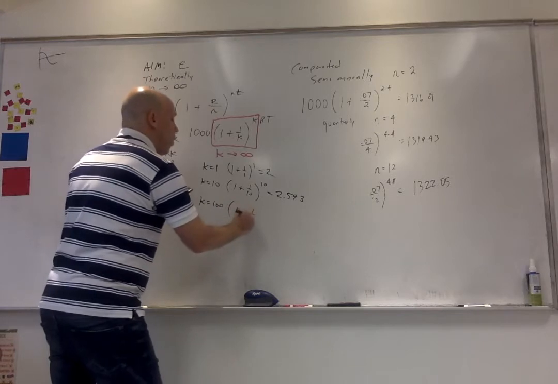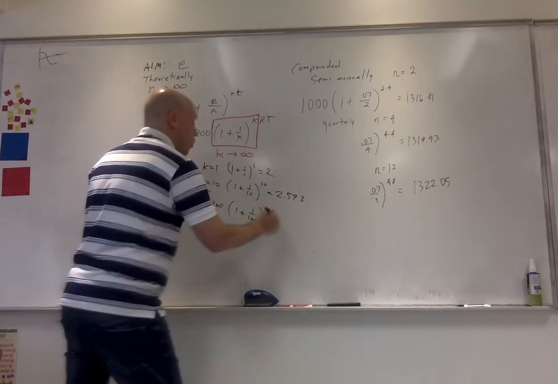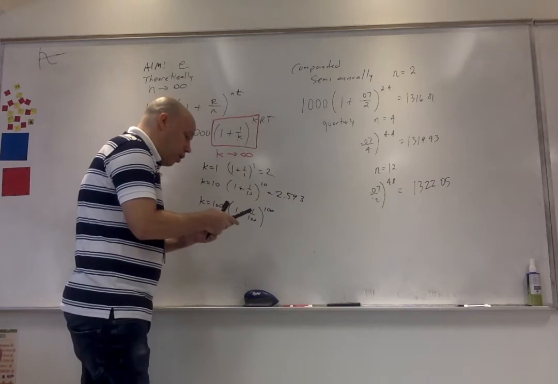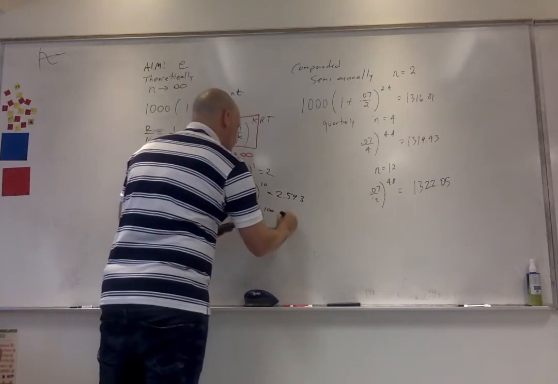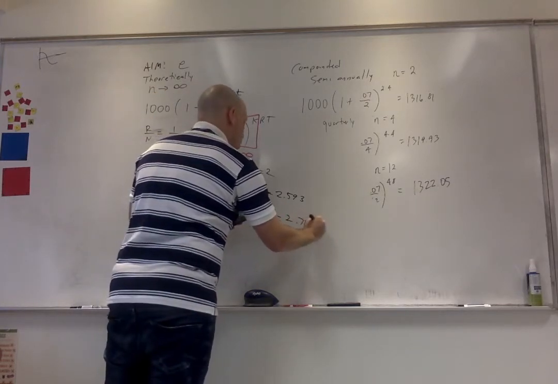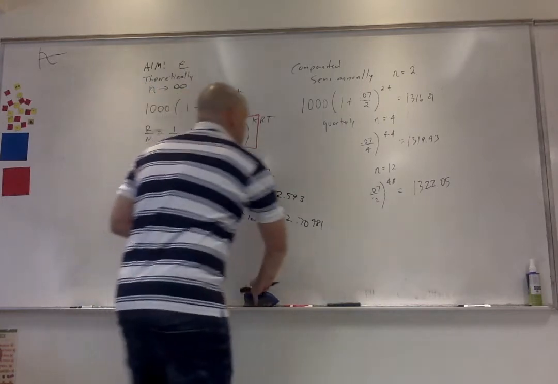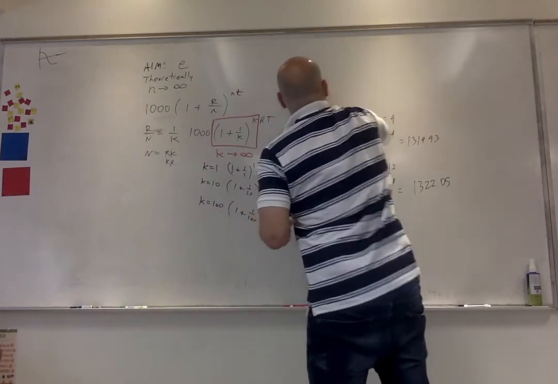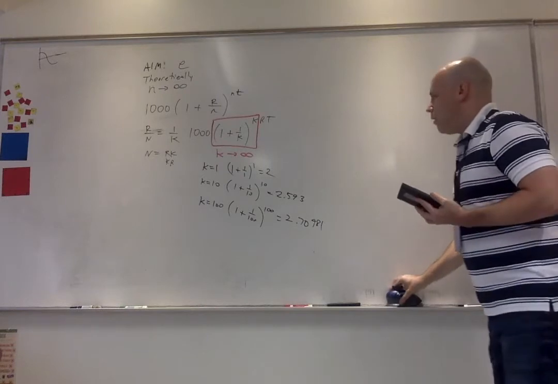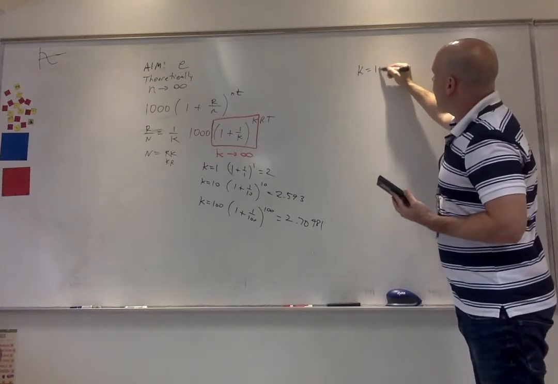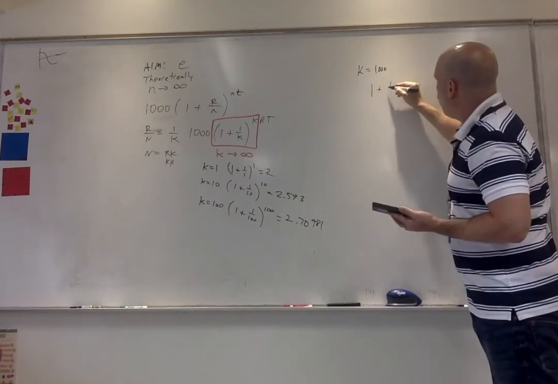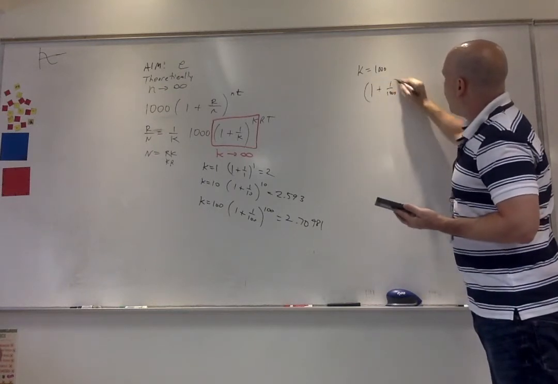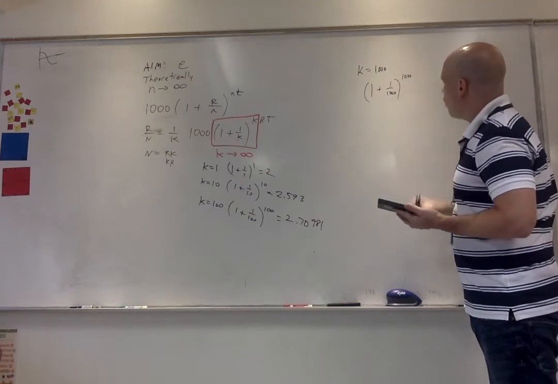How about we say k is 100? 1 plus 1 over 100 to the 100th. What does it say in your calculator? 1.01 raised to the 100. We have 2.70481. Let's keep going. How about we let k equal 1,000? We're getting closer to infinity. 1 plus 1 over 1,000 raised to the 1,000th power.